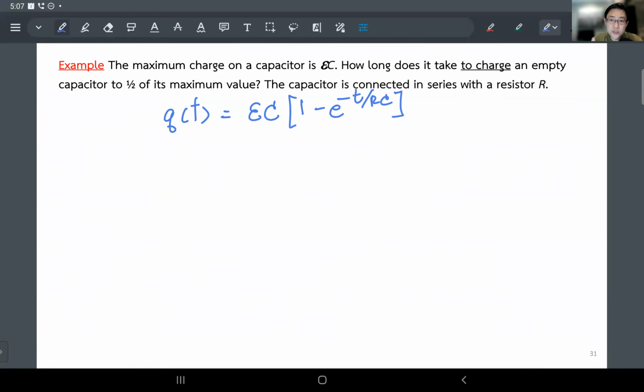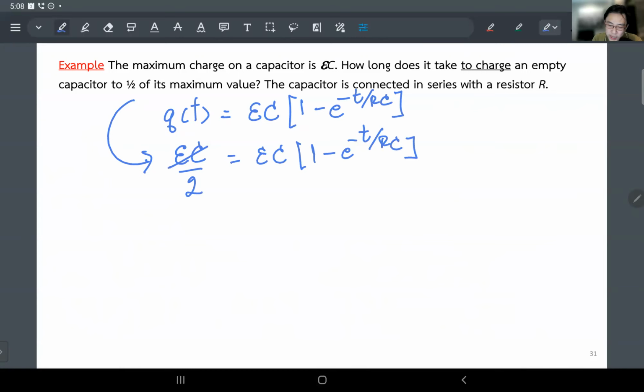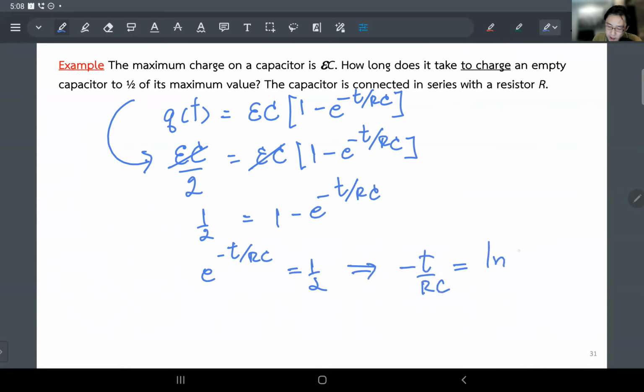But they want to know, how long does it take to charge an empty capacitor, that's our condition, we start from an empty capacitor, to half the maximum. That half of the maximum is just EC over 2. Cool. And now you even know that the EC is going to cancel. Let me go through this one with you. 1/2 equals 1 minus e to the negative t over RC. You move things around, so e to the negative t over RC is 1/2. Cool. So take log on both sides. So negative t over RC is log 1/2. But log of 1/2 is negative log 2. That's cool. Starts to look familiar, I guess. And then now your t is just RC log 2. And you are done.